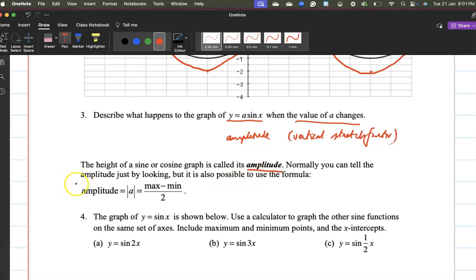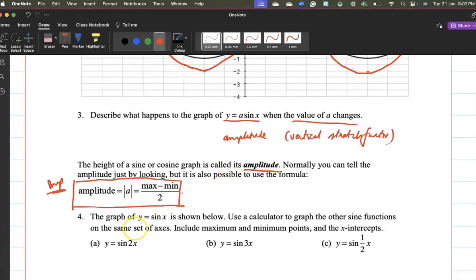Normally, now this is important. The magnitude of the amplitude is max minus min upon 2. You have to learn this. Remember, because when they give you the graph, they're going to ask you to find A, and then you have to use this formula and get the value of A. Those sums will come. So max minus min divided by 2, and it has to be positive because of the absolute value.